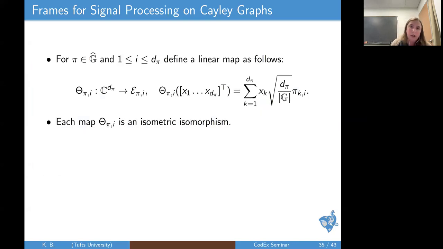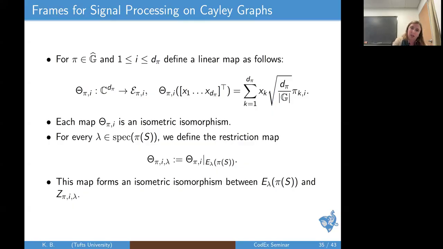Okay, so our final step is going to be to give a bit more of a characterization of those S Cayley frames that we just saw based on our eigendecomposition of the adjacency matrix of the Cayley graph. So we need a special map, this theta pi I, which is going to take us from C^d pi into our coefficient space E pi I. So really it's just taking our vector and then writing those as the coefficients in the linear combination of the coefficient functions. And it turns out this map is an isometric isomorphism.